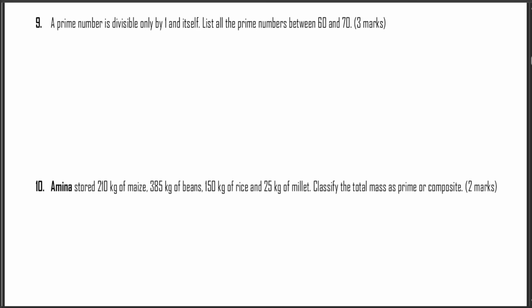A prime number is divisible only by 1 and itself. List all the prime numbers between 60 and 70. Now, if I look at it, nearly all numbers are not prime numbers. So the only numbers that are divisible by 1 and itself are 61 and 67. So those are the only ones. But you can find out, I don't know why it is 3 marks, but you can check. 60, if you start with an even number, it's not a prime number.